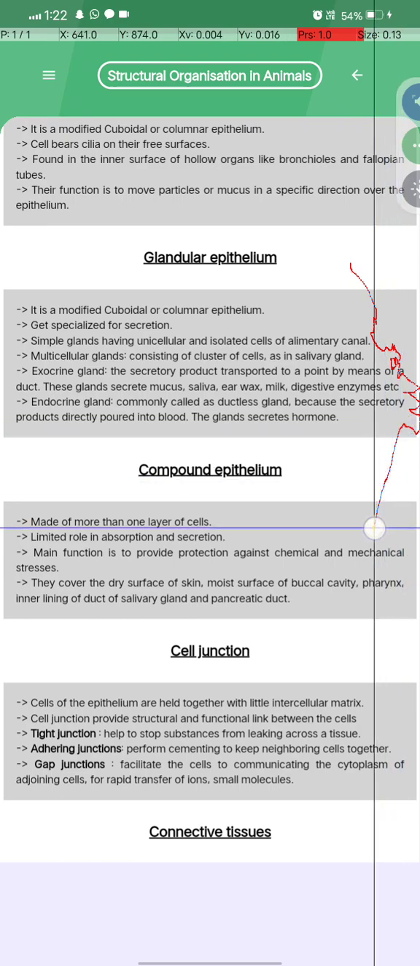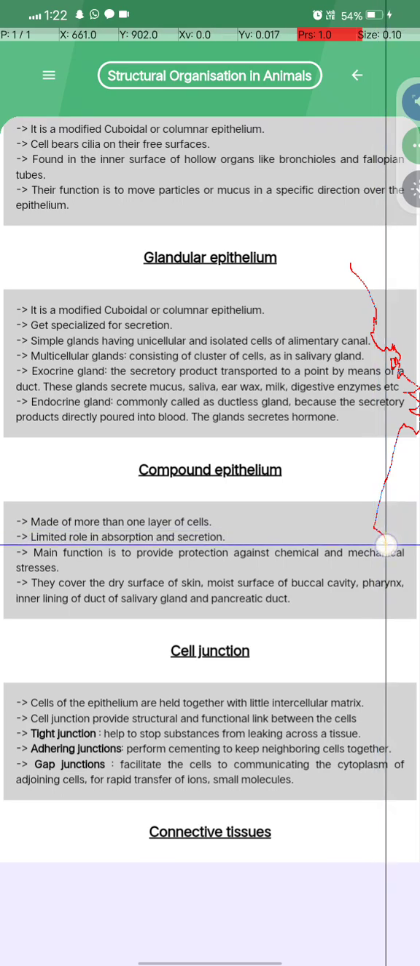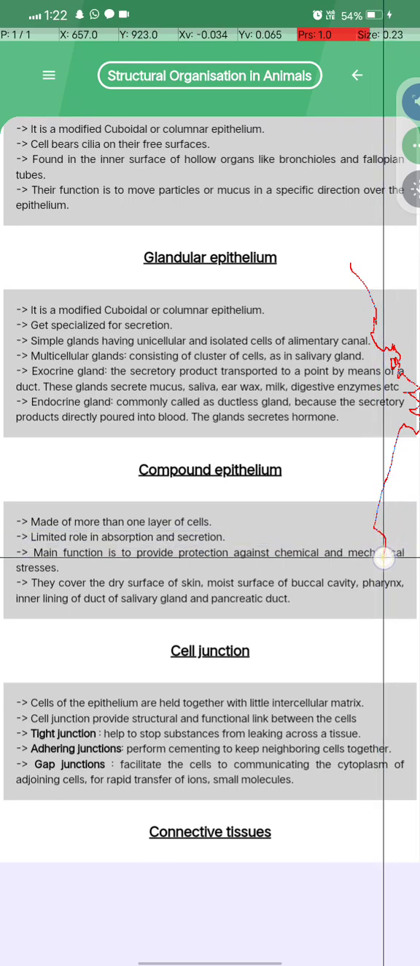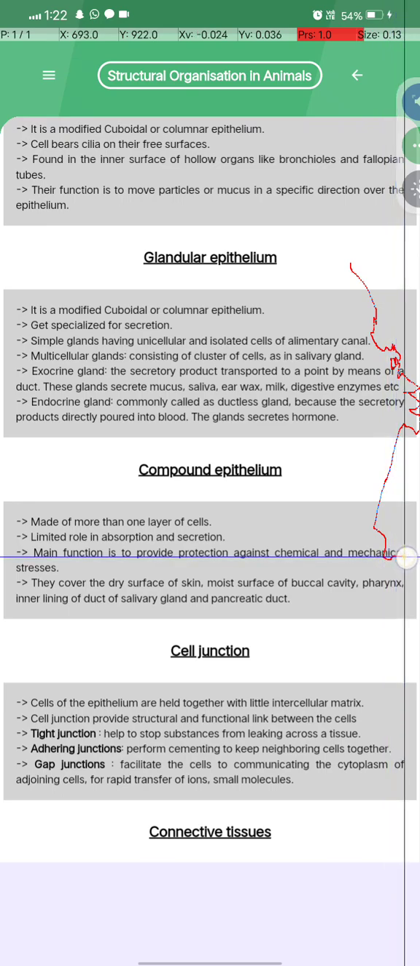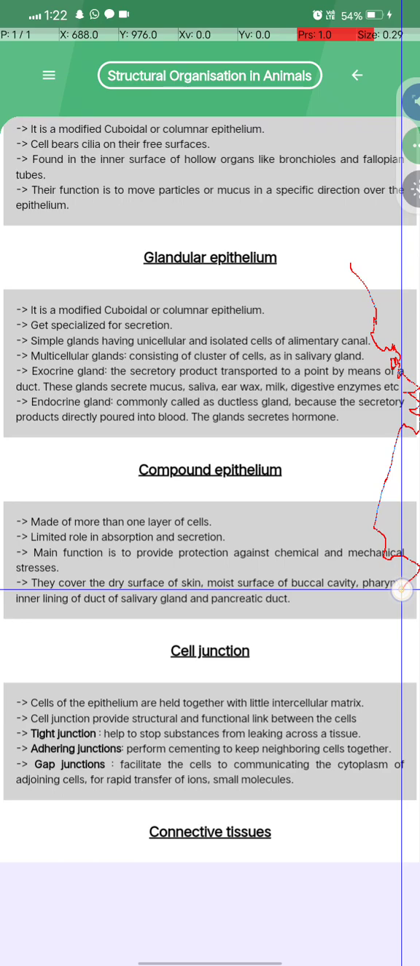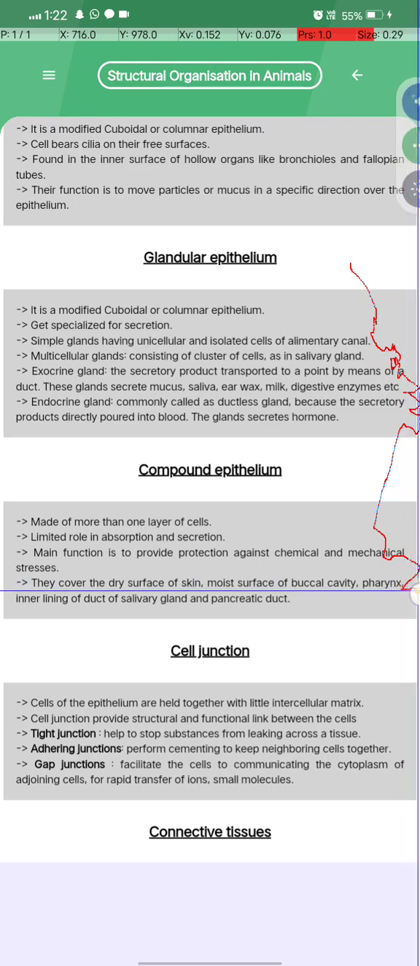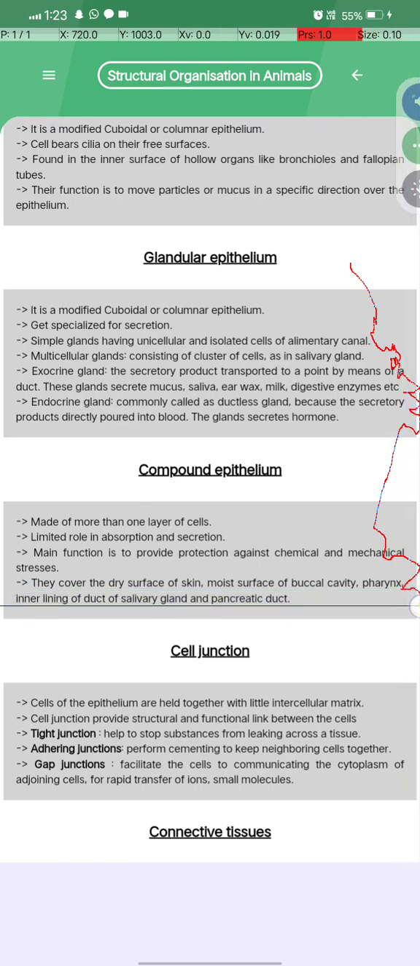Compound epithelium is made up of more than one layer of cells and has a limited role in absorption and secretion. Its main function is protection against chemical and mechanical stresses. It covers the dry surface of the skin, the moist surface of the buccal cavity and the pharynx, and the inner lining of the ducts of salivary glands and pancreatic juice ducts.